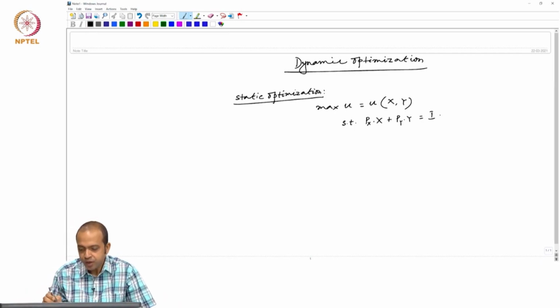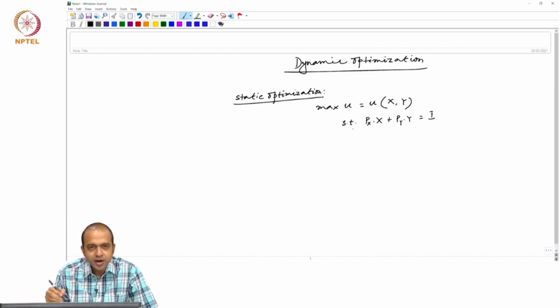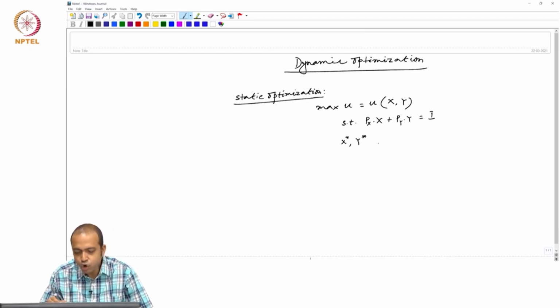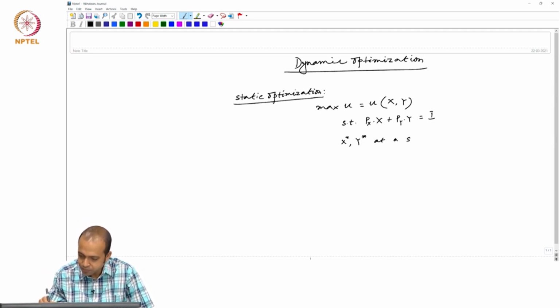So, here you are trying to maximize your utility at one point of time, and you will ultimately get your x star and y star. These are the optimum consumption of x and y at a specific time period.